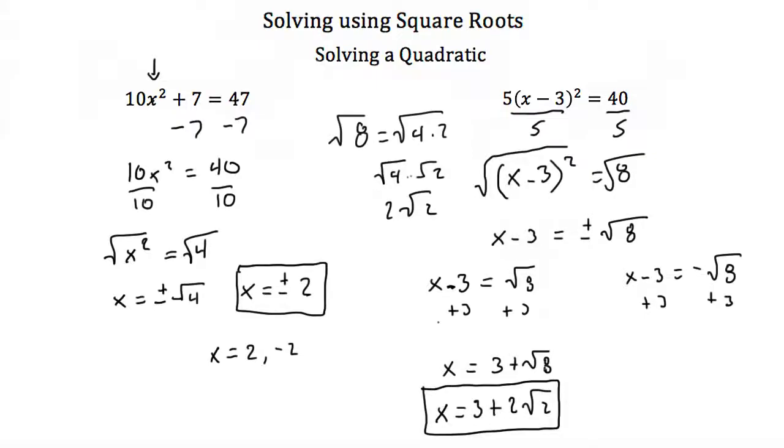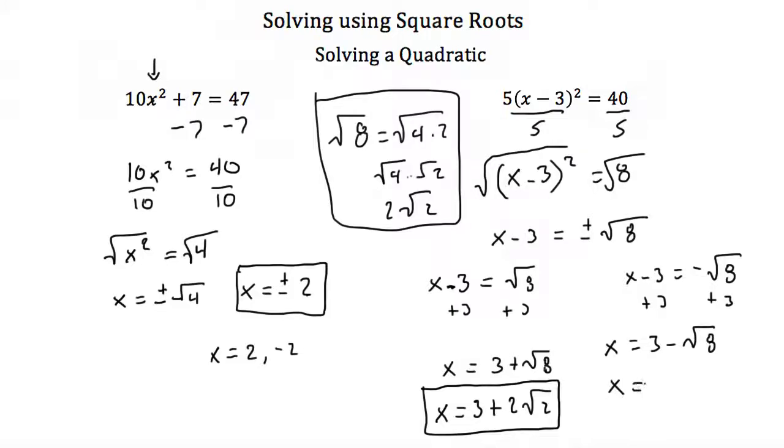We have to deal with our other equation here. We're adding 3 to both sides. So we're going to get x is equal to 3 minus the square root of 8. And then if we go through the same simplification, we're going to get x is equal to 3 minus 2 square roots of 2. So our two solutions then for this quadratic would be 3 plus 2 square roots of 2 or 3 minus 2 square roots of 2. And that completes the tutorial on solving quadratics using square roots.